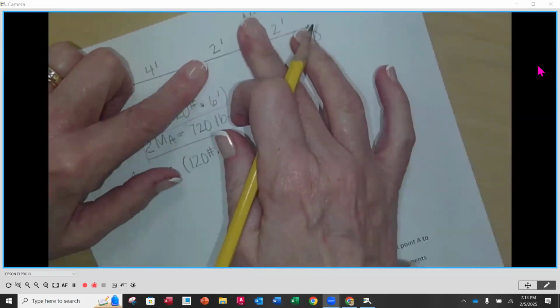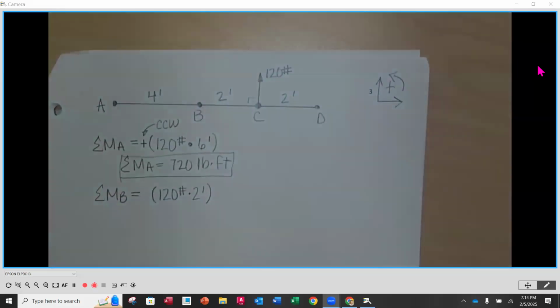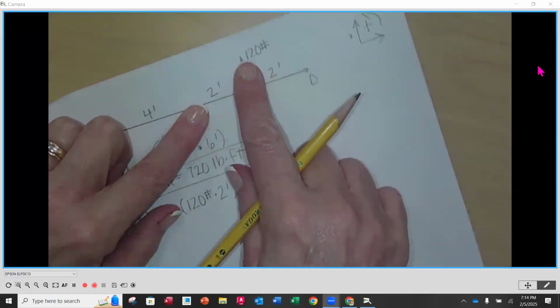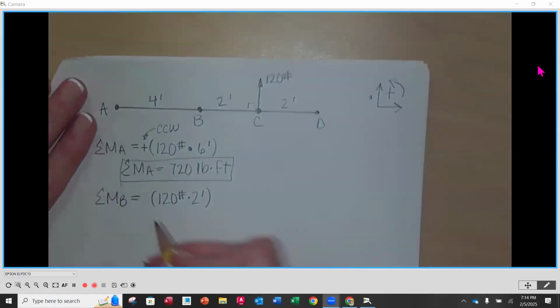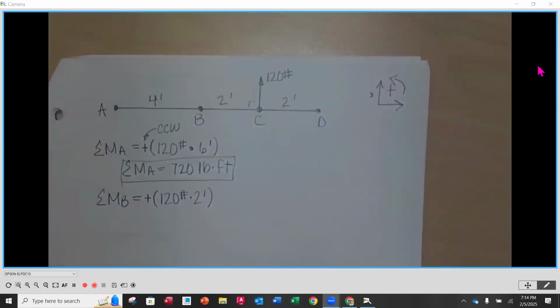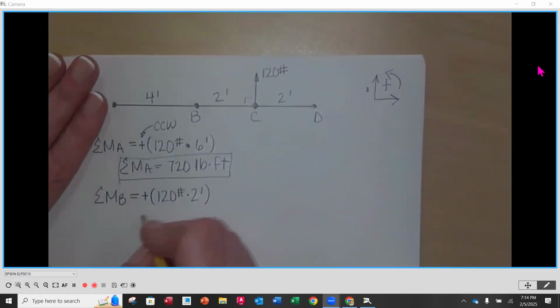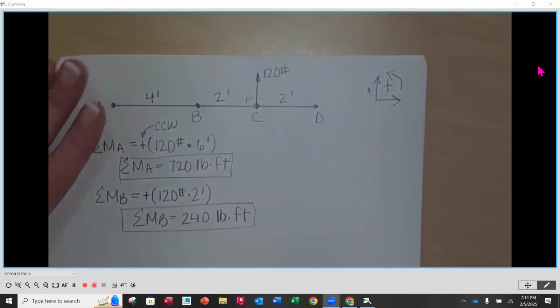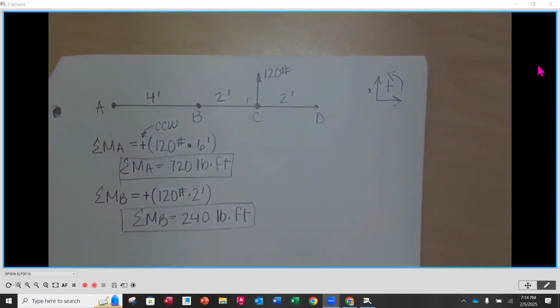And the direction of rotation, the sign I'm going to put out front, what will that be? Positive or negative? Positive, yeah, because it's counterclockwise. So positive out front. Multiply that together. Our sum of our moments around point B is going to be 240 pound-feet. Pounds times feet. Force times distance.